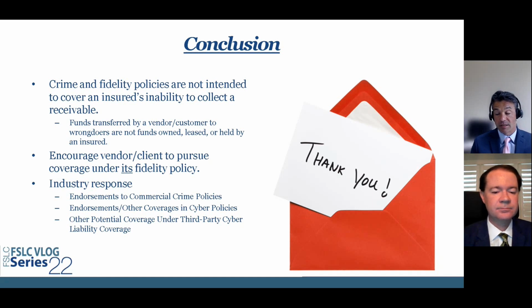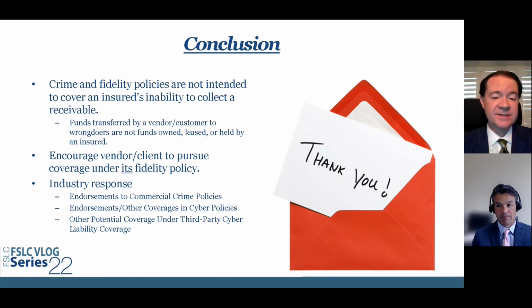Second, as a matter of practice, when you think about a reverse social engineering claim, it's a social engineering claim to someone else. So potentially there is coverage out there. It just does not lie with the insured's commercial crime policy. It may lie with the entity that was tricked into sending the funds, and that's likely the best landing spot for this loss.